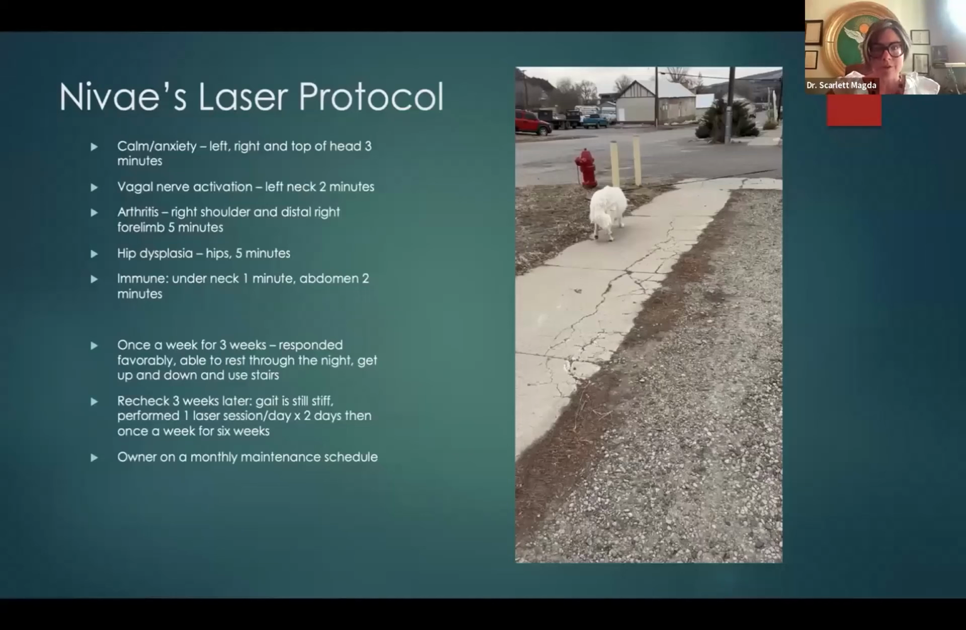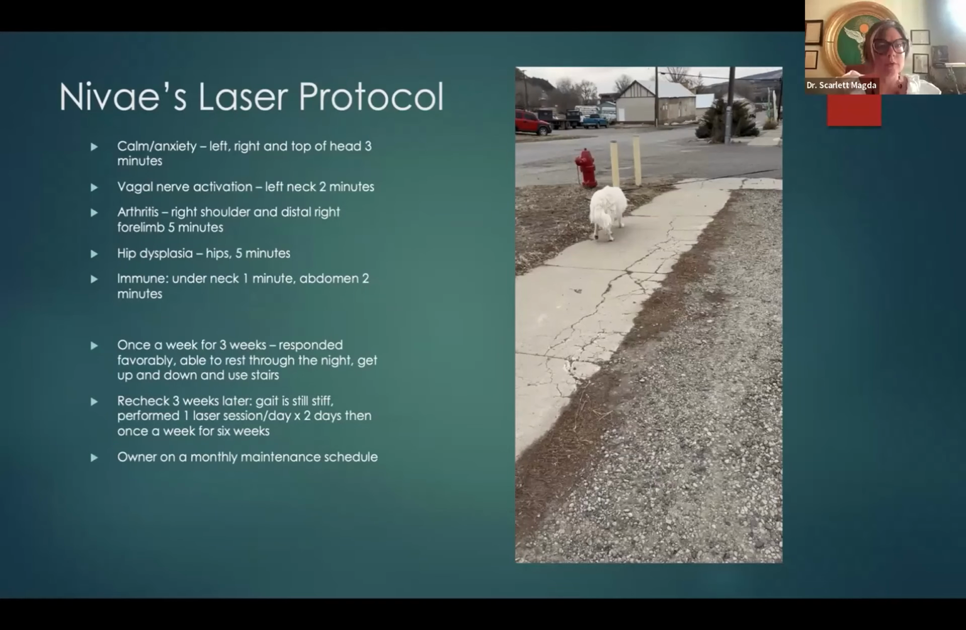And then immune is another one of my favorite ones. This I will put on the neck to activate the thymus, and then on the abdomen to activate the immune system that's sitting in there. And so that's 2 minutes on the abdomen, 1 minute on the neck.